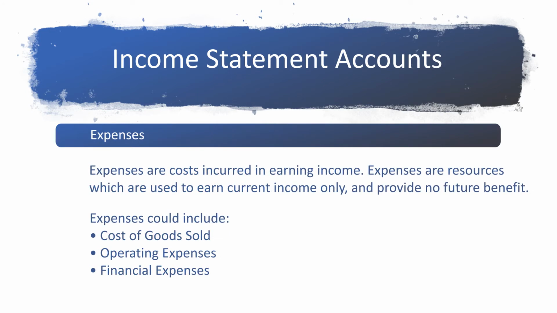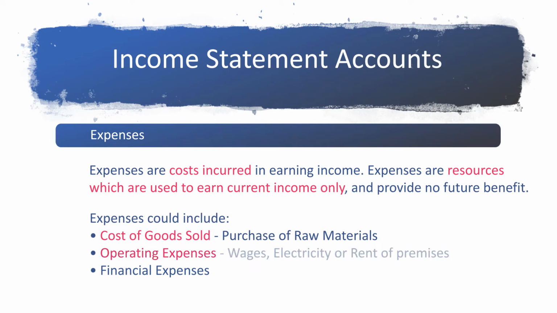Expenses. Expenses are costs incurred in earning income. Expenses are resources which are used to earn current income only and provide no future benefit. Expenses could include cost of goods sold. An example would be purchase of raw materials. Operating expenses. An example would be employees' wages, electricity, or rent of premises. Financial expenses. An example would be interest on motor vehicle loan.